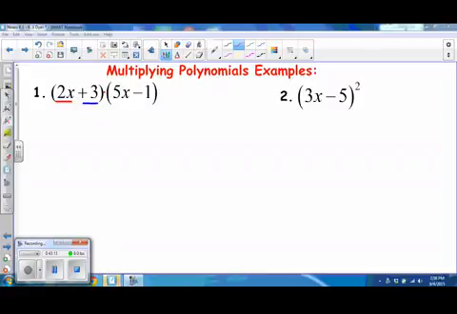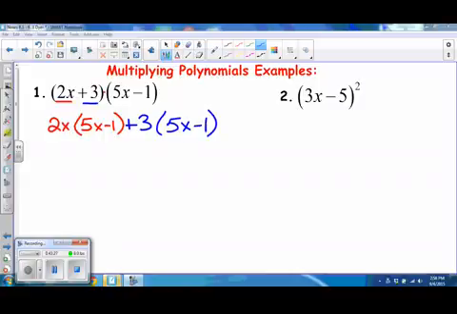So, first, I have to take 2x and multiply it times 5x minus 1. And then I have to take 3 and multiply it times 5x minus 1. So we don't need to remember what FOIL stands for. We just take in turns distributing. And then we're going to combine everything, right?